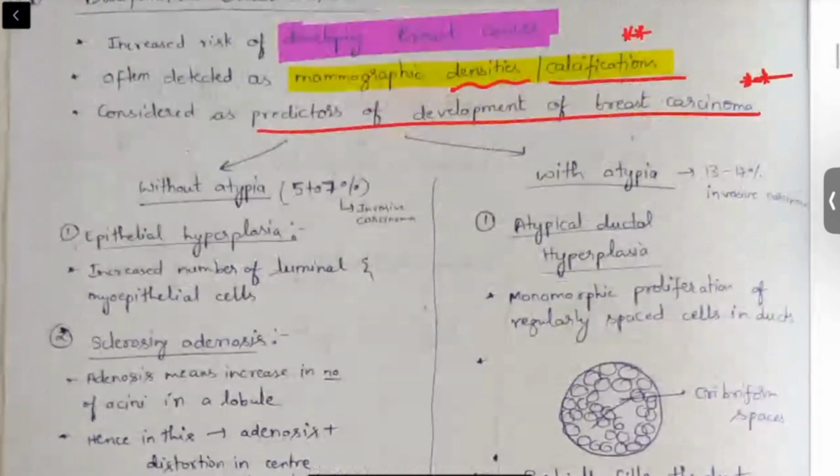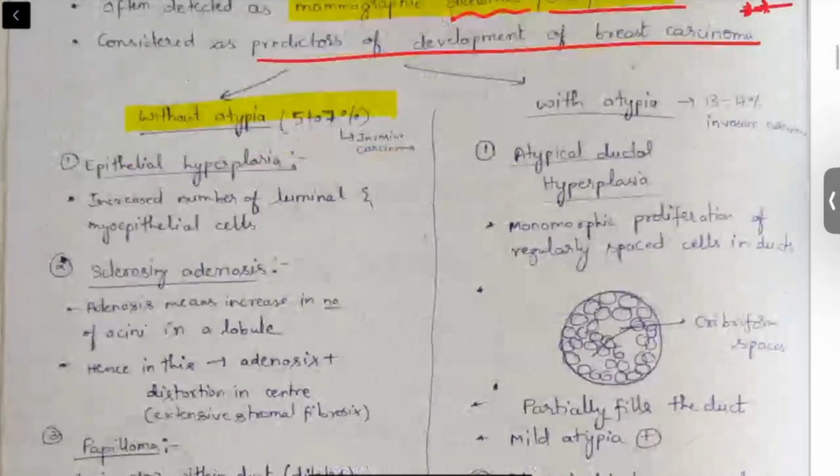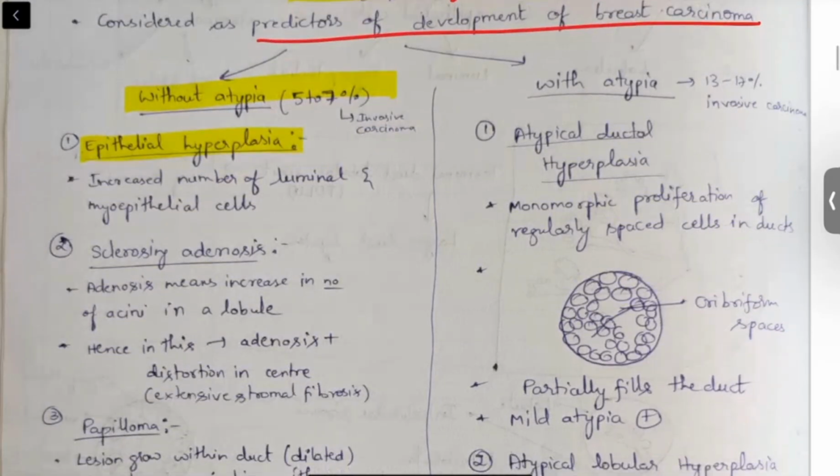Proliferative breast disease without atypia, like I have mentioned before, has examples such as epithelial hyperplasia. Without atypia, there is a chance that 5 to 7% of these conditions might develop into breast cancer. The first one is epithelial hyperplasia. We know epithelium consists of two types of cells, that is myoepithelial cells and luminal cells. There is hyperplasia of these two types of cells. Hyperplasia means just an increase in cell number, the size does not change and nothing else changes, there is just an increase in the number of these myoepithelial and luminal cells.